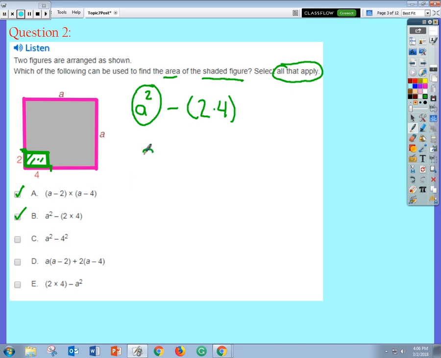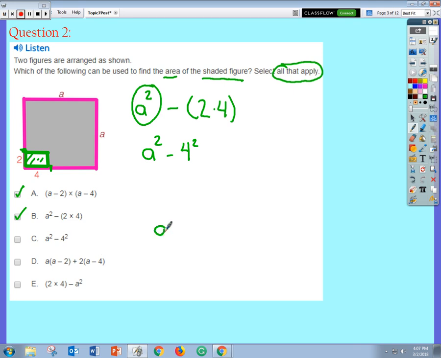This one here says A squared. Hey, wait, we've dealt with A squared. That's just side times side. And I can use A squared because both sides are congruent. But now it's saying minus 4 squared. This doesn't work because this is not a square that we're removing. We're removing a rectangle. If this were another square, it would absolutely work because both sides would be 4. But in this situation, we have a side that's 2 and a side that's 4. C does not work.